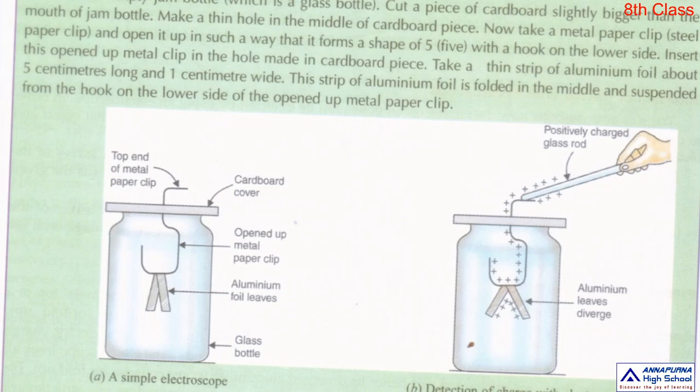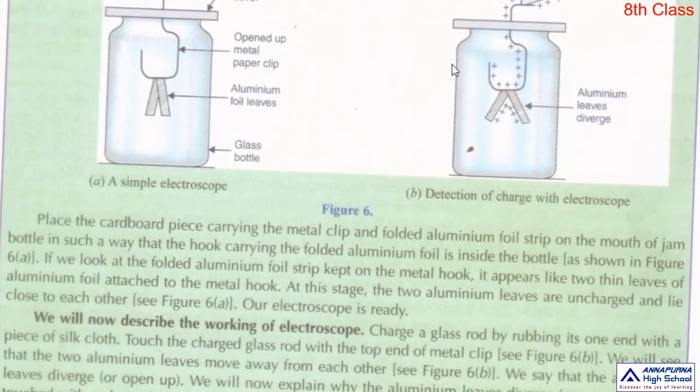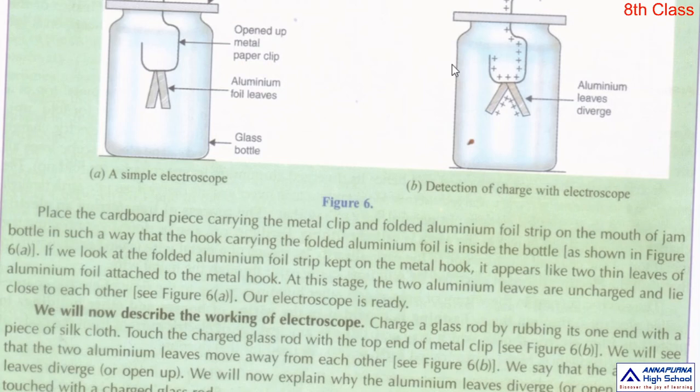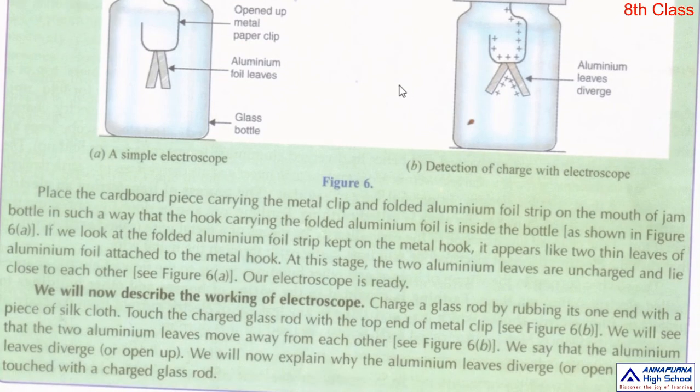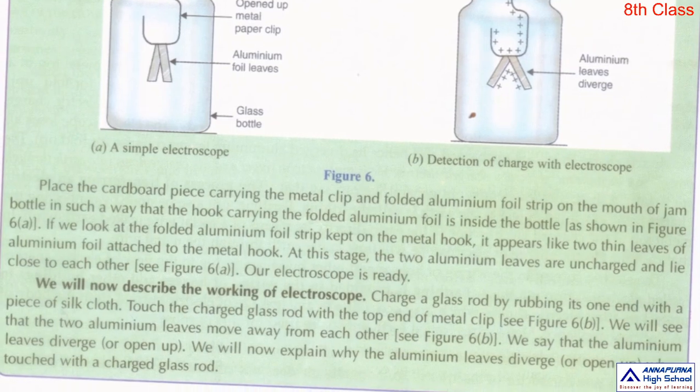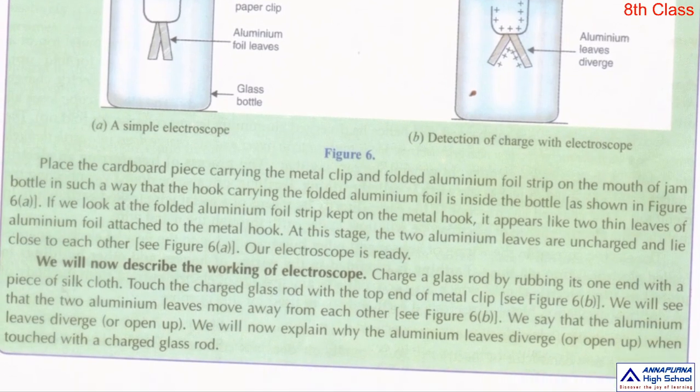Then how do you detect the presence of charge with this electroscope? To detect the presence of charge with the electroscope, take a charged body. Which charged body is taken? Simply take a glass rod. Hold one end with your hand and rub the other end with a silk cloth. That means one end of the glass rod acquires charge. That means it is a charged body.